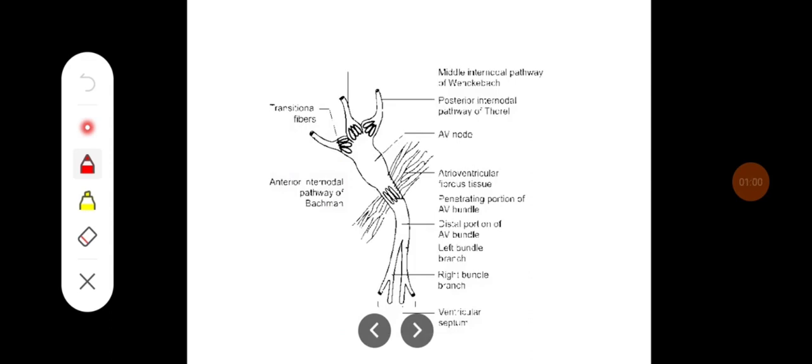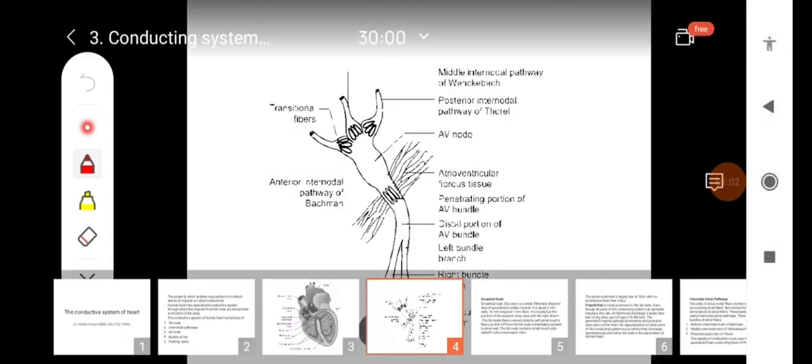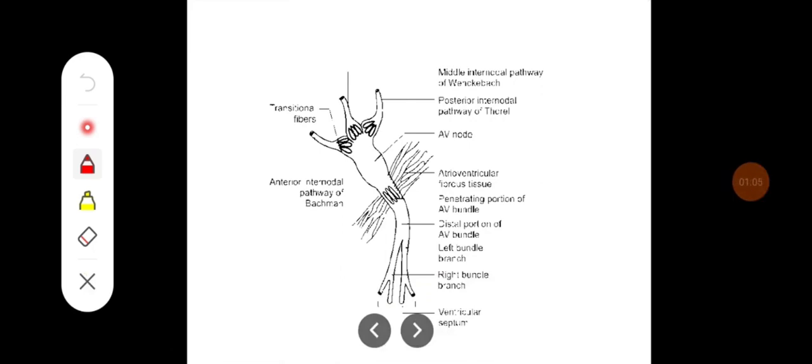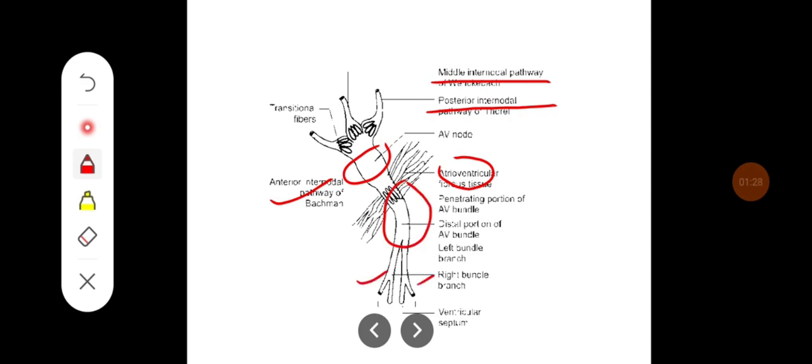This is another diagram showing the SA node and the internodal pathways such as the posterior internodal pathway of Thorel, middle internodal pathway of Wenckebach, and the anterior internodal pathway of Bachmann. Then we have AV node, then the atrioventricular tissue, then it gives rise to bundle of His, then the left and the right branch of bundle of His, which is eventually going to lead to Purkinje system.